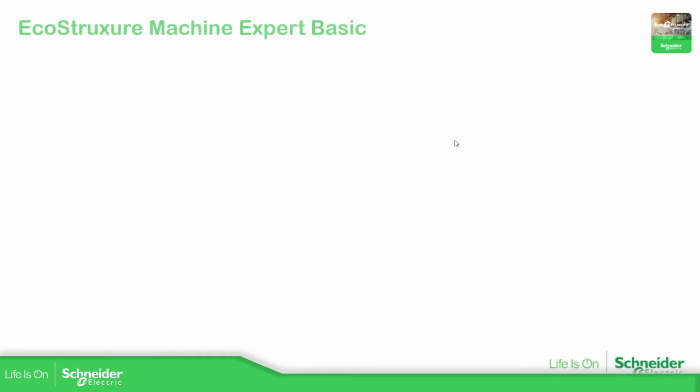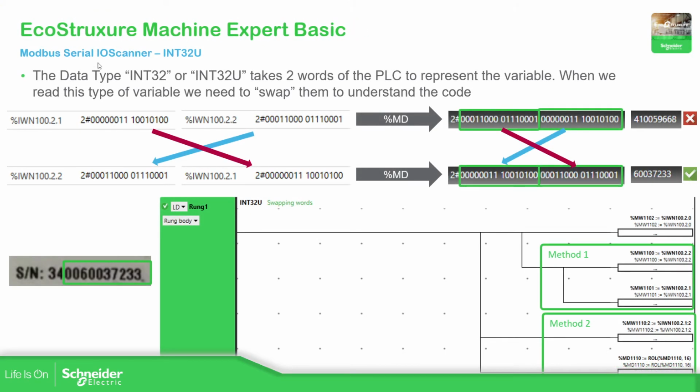So in this example, as you can see over here, I have made an animation table. If I'm reading this information and I want to use the %MD for the word, this should be the number. If you can see over here, this doesn't match the serial number that I have. So what we need to do is swap the lower and the higher position inside the double word in order to see the right information.